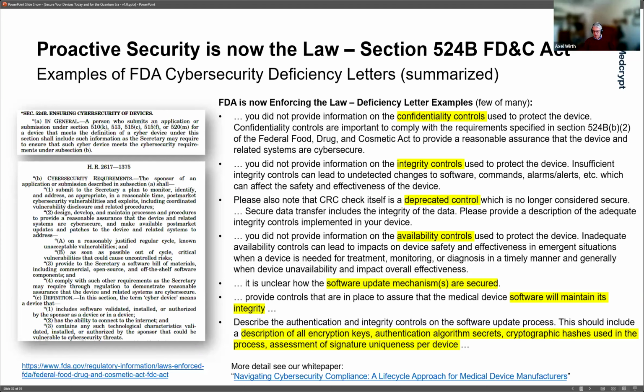But also then on to your software update mechanism. Assure the integrity of the code you're putting on devices and distributing to your customers. And then lastly, the protection of your cryptographic material, like your keys, your algorithms, your hashes, whatever you're using. Make sure that you can demonstrate that those are secure.